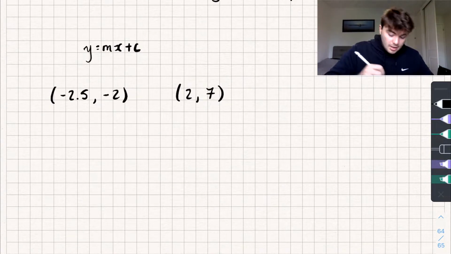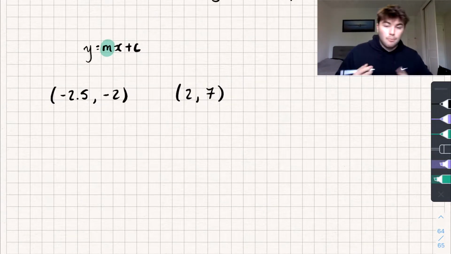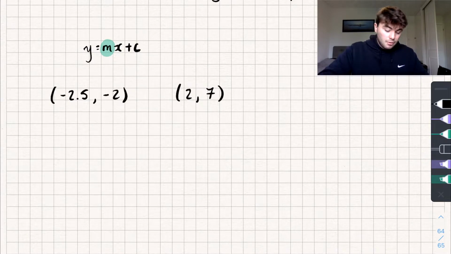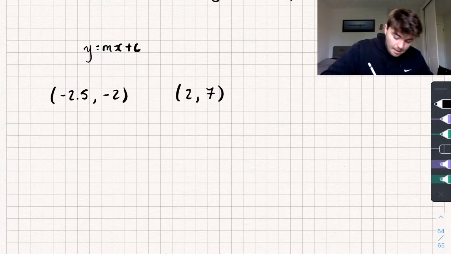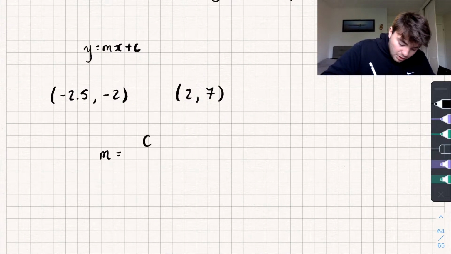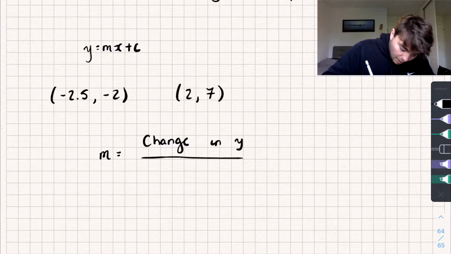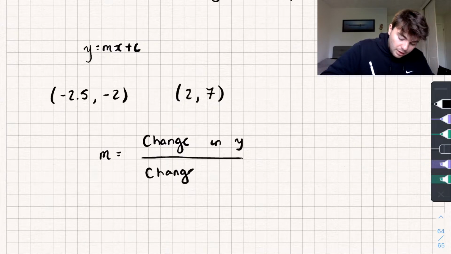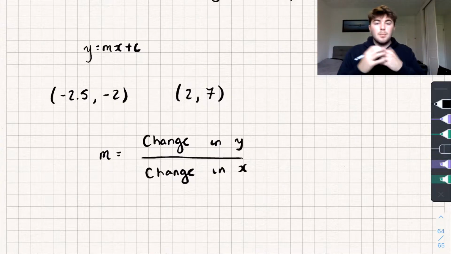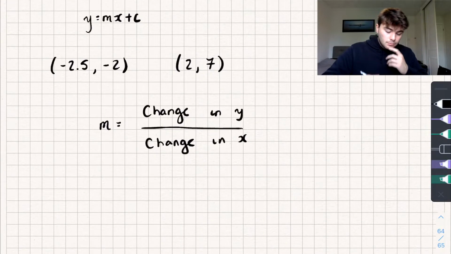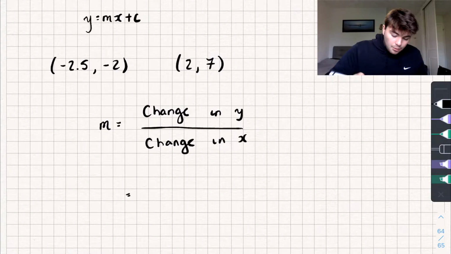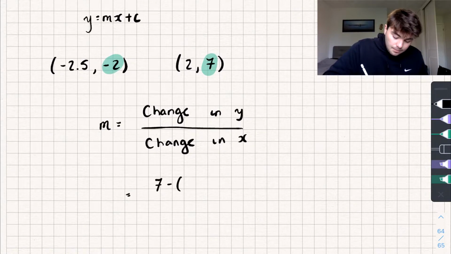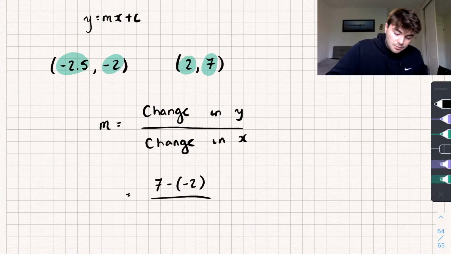And so the gradient is, well, in our straight line, the m represents the gradient. So rather than write out gradient, I'll just write m. And to find that, we do the change in our y coordinates divided by the change in our x coordinates, or the difference in y divided by the difference in x, same thing. So let's work that out. Well, we've got the y coordinates 7 and negative 2, so I'm going to do 7 subtract negative 2, and I'm going to divide that by 2 subtract negative 2.5.